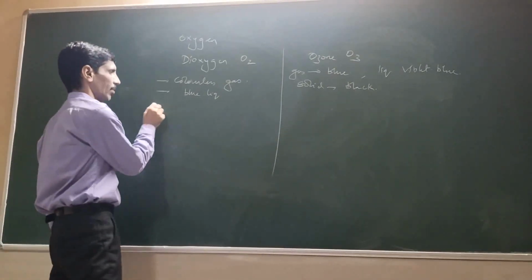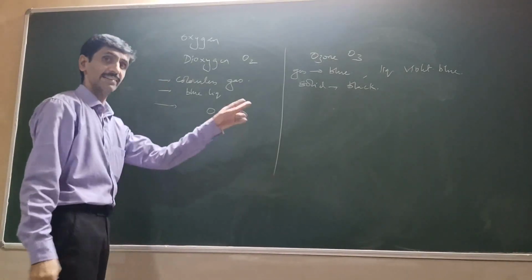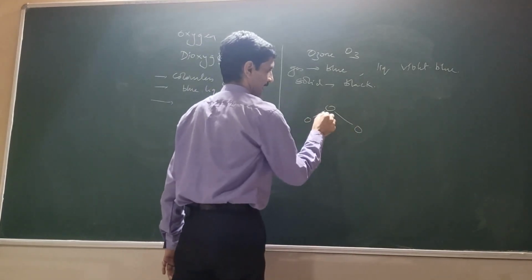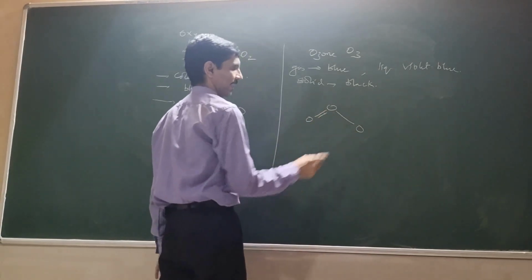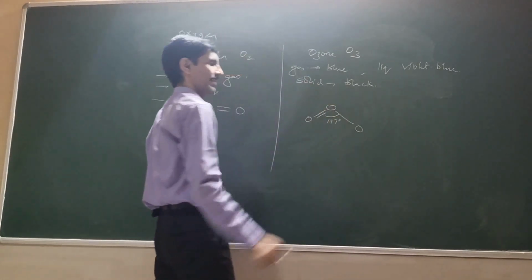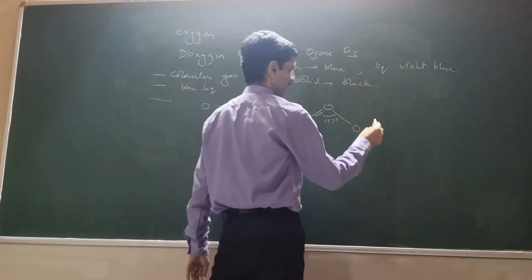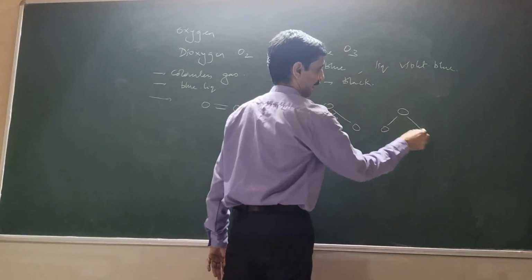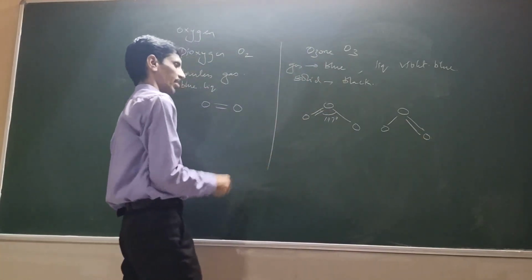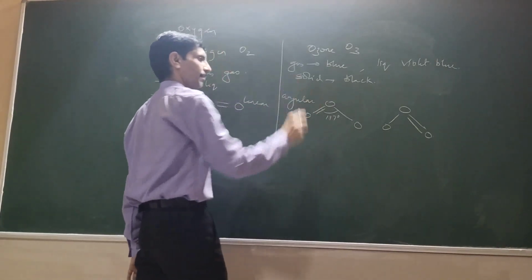The structure of oxygen has a double bond, but ozone has an angular structure, like this. There is a double bond on one side, and the bond angle is around 117 degrees. This is what ozone is. You can shift this double bond to the other side, so we have another resonating structure like this. So it has an angular structure. Dioxygen is linear, and we call ozone angular.